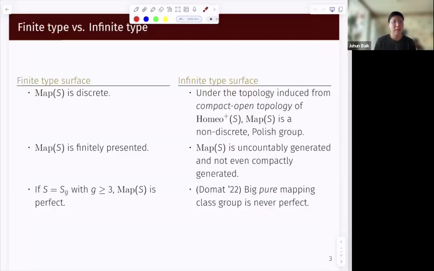Okay, so let me see what different things happen between finite type and infinite type. If you have a finite type surface, classically the mapping class group of the finite type surface S is discrete. This means when you have the homeomorphism group and quotient by Homeo_0, everything becomes discrete. So if you consider this as a topological group, it is just a discrete space and every point is isolated.